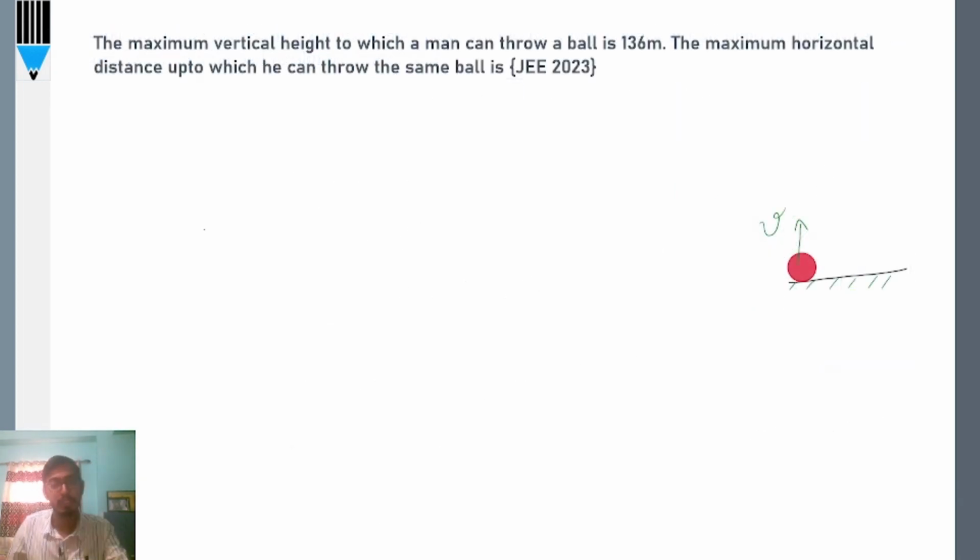So finally we are coming to a JEE Mains 2023 question from kinematics. The maximum vertical height to which a man can throw a ball is 136 meter. Find the maximum horizontal distance up to which he can throw the same ball.